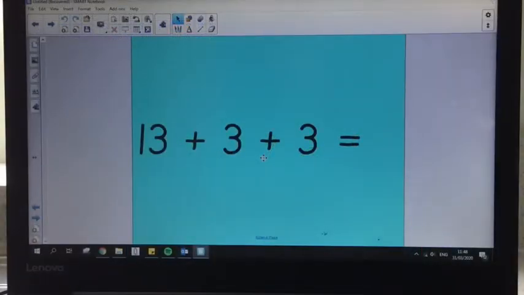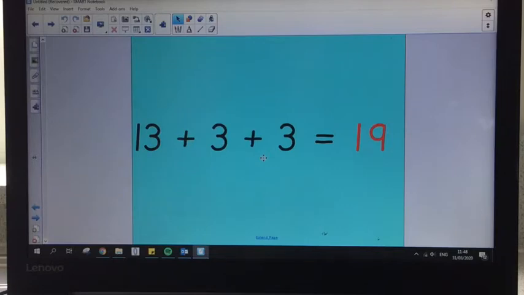Question 2. Slightly trickier this time. We've got 3 numbers to add together. We've got 13, add 3, add 3. So pause the video here to give yourself some time to answer. Okay, get ready. I'm going to go through the answer now. So 13, add 3, add 3 equals 19.